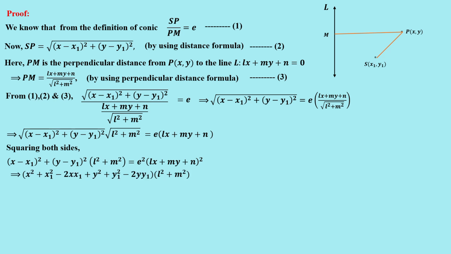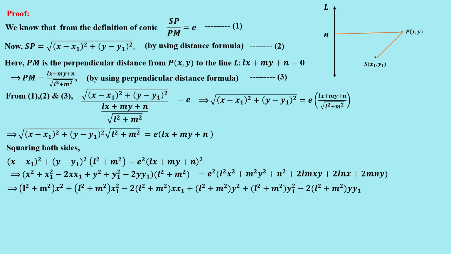So using the (a minus b) whole square formula, x square plus x1 square minus 2x x1. For the second term also we use the same: y square plus y1 square minus 2y y1, right, into (L square plus m square), which is equal to e square. So again using (a plus b plus c) whole square: a square plus b square plus c square plus 2ab plus 2bc plus 2ca, right. L square x square plus m square y square plus n square plus 2lmxy plus 2lnx plus 2mny.